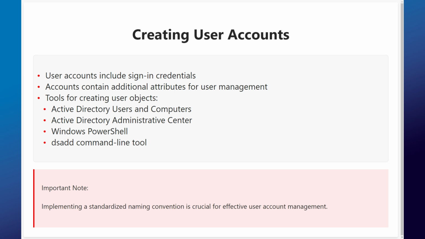Components of a user account. A user account consists of two primary components: username and password. These elements serve as the user's sign-in credentials, allowing them to authenticate to the network. However, a user account encompasses more than just these basic credentials. It also includes various attributes that provide additional information about the user and assist in managing their account effectively.